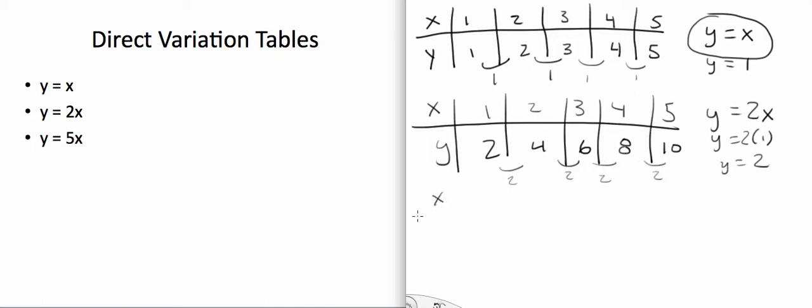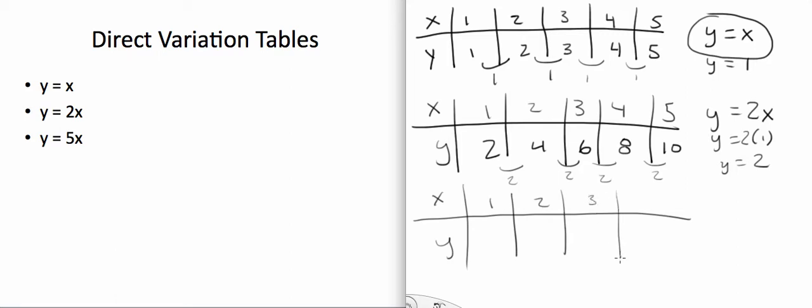We do the same thing for this last table. Hopefully we'll see a pattern. We've got x values of 1, 2, 3, 4, and 5. So we have y is equal to 5x. That means we put 1 in for x here, and our first value is 5. Our second value will be 10. Then we have 15, then 20, and 25. We see these values are all going up by 5s.